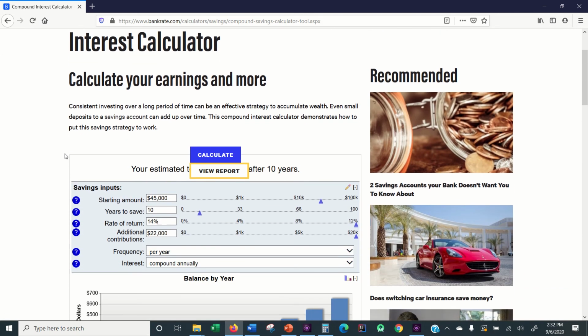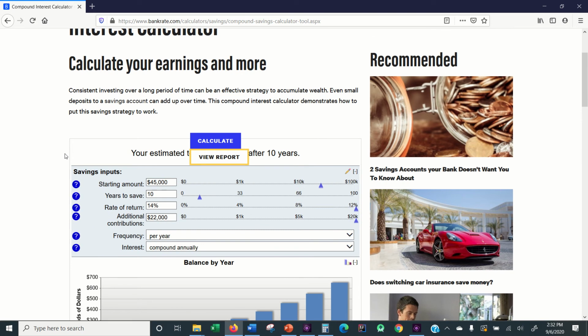When this loads up, it's going to show you some different inputs that you can put into this thing. It's going to ask how much do you currently have saved, if anything? You can put that at 0. How many years are you planning on saving for? What rate of return do you expect to get?